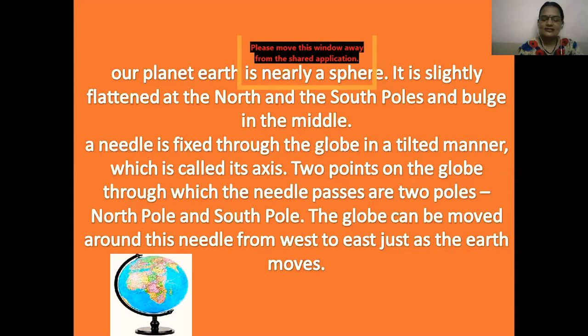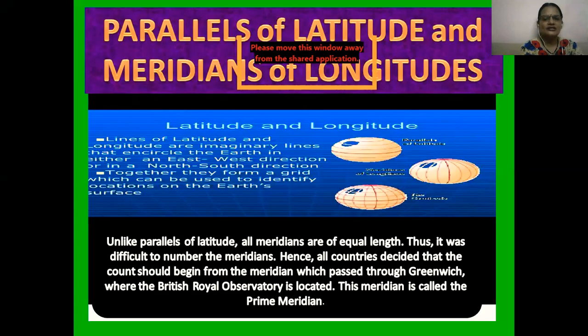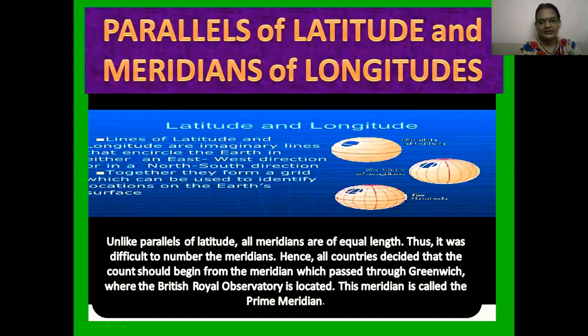The lines of latitude and longitude are imaginary lines, meaning they are imagined. They are not fixed lines on the Earth. Together they form a grid which can be used to identify locations on the Earth's surface. Thus it was difficult to number the meridians. Hence, all countries decided that the count should begin from the meridian which passed through Greenwich, where the British Royal Observatory is located. This is called the prime meridian.